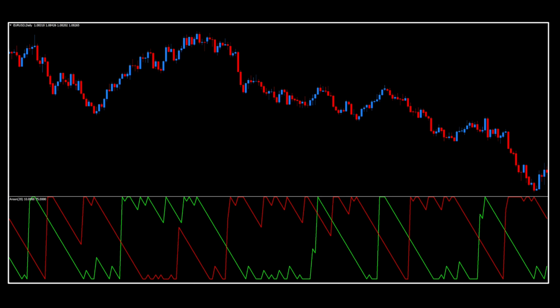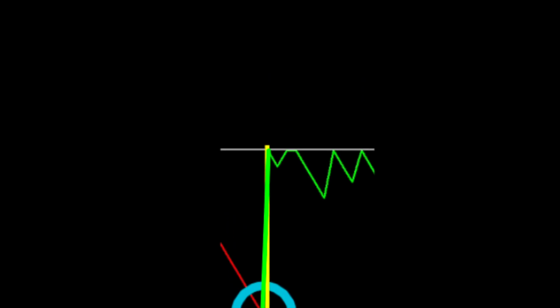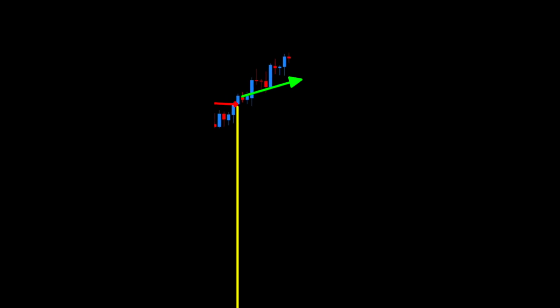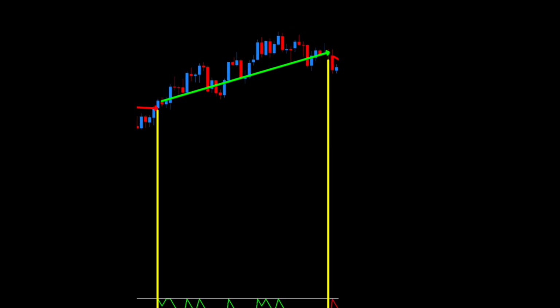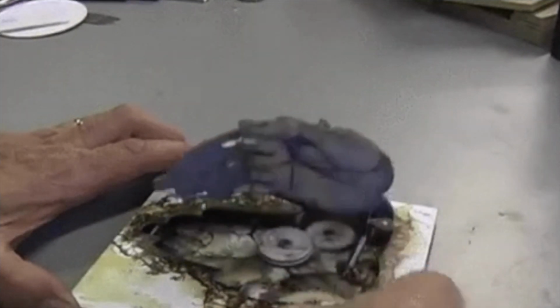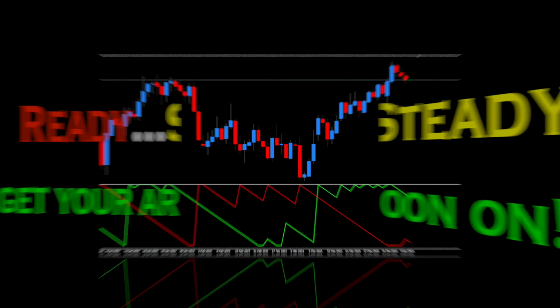We've got a section of the chart where we can see where the green crosses over the red, indicating a long signal. Looking up, here is the signal period and our subsequent entry. If you're using this as an exit, it looks like this, where you would have jumped out. Now that we're clear on that, let's take a look at the pound US dollar chart to see how this indicator reacts. Ready, steady, get your Aroon on.